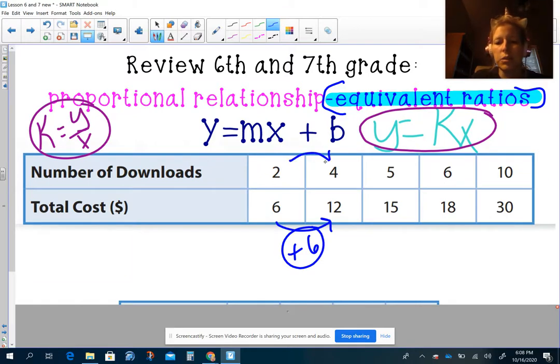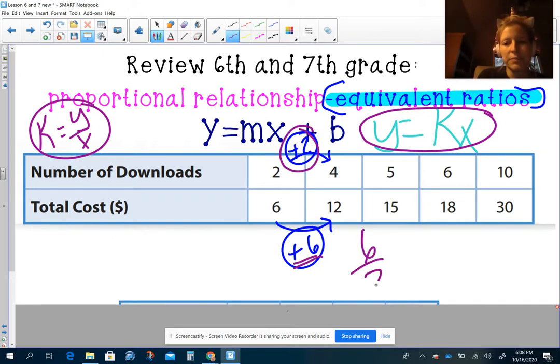Now, let's look at this one. How did we change from 2 to a 4? +2. I could put those in a reciprocal form also. That is how we can find our rate of change. It's the change of y over the change of x. So what's my change of y? 6, good. And my change of x? 2. Oh my goodness, I still get a 3.